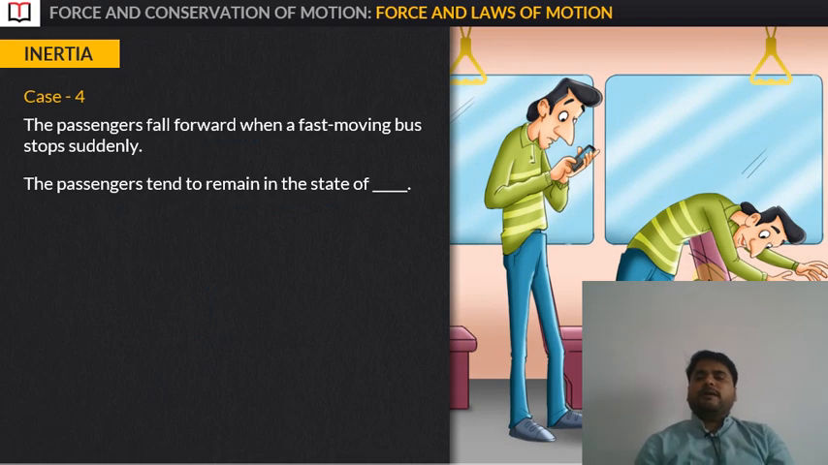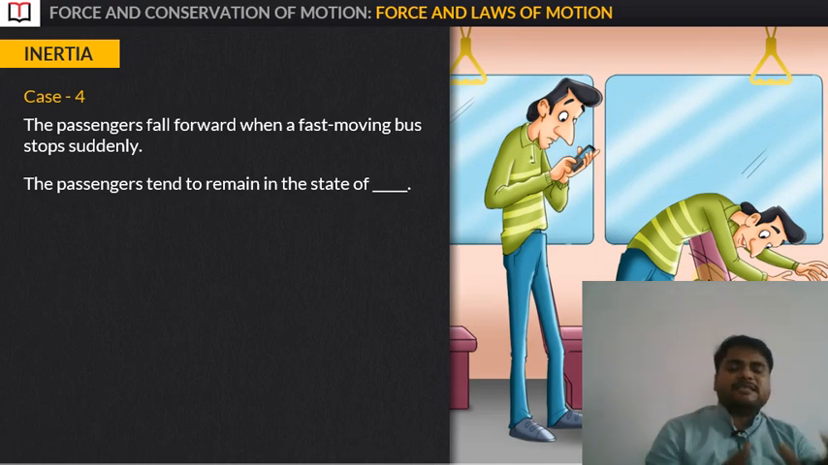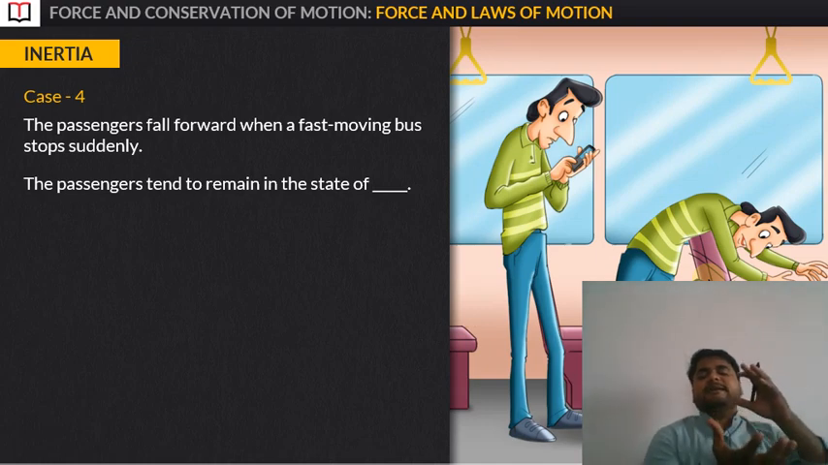Now case 4. The passenger falls forward when a fast moving bus stops suddenly. Suppose a passenger is standing in the bus and suddenly the bus applies a brake, then what will happen?